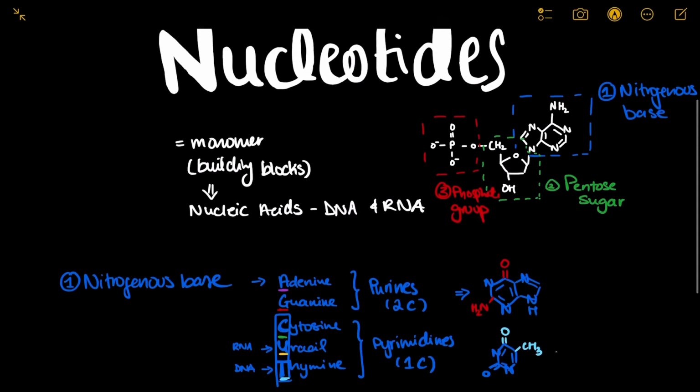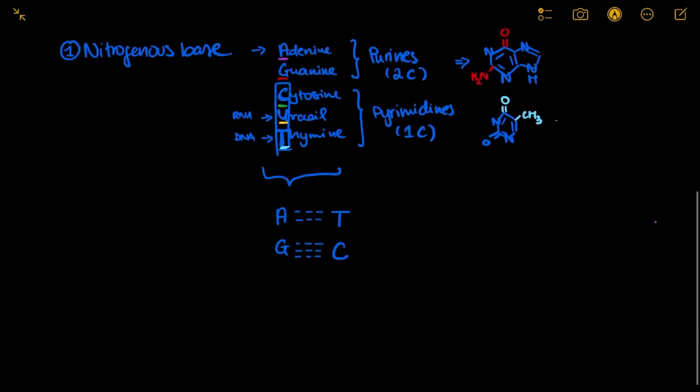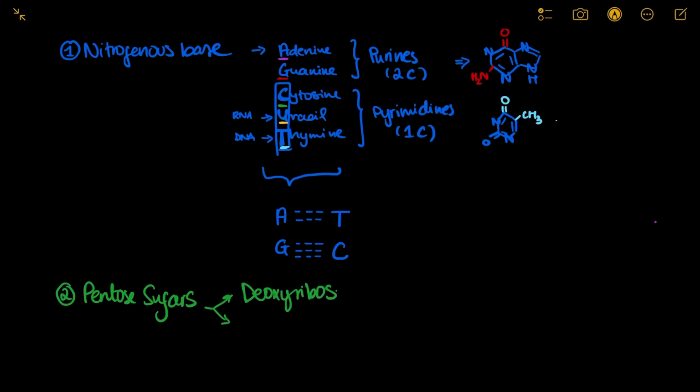So the second part that we had was pentose sugars. So number 2 is the pentose sugars. Again, there are different types of these. There's not 5 this time, but there are 2 different types. So number 1 is called deoxyribose, and the second one is called ribose. As you might imagine, this one starts with a D, this one starts with an R. Deoxyribose is present in DNA, and ribose is in RNA.